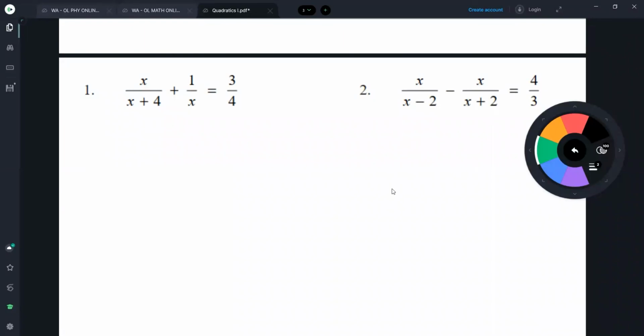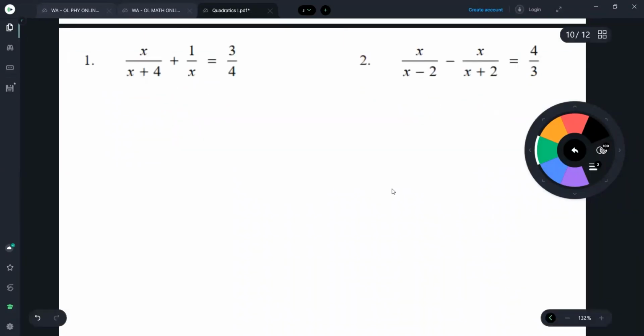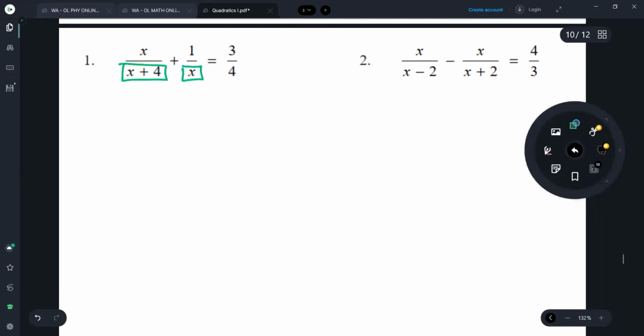So I'm going to solve this for you because this is the first time you're doing questions like these. All of you, you're going to pay attention, you're going to be active, you're going to be answering, okay? How many denominators do you see on the left-hand side of the equation? I see an x plus 4 and I see an x, right? These are two denominators, yes or no?